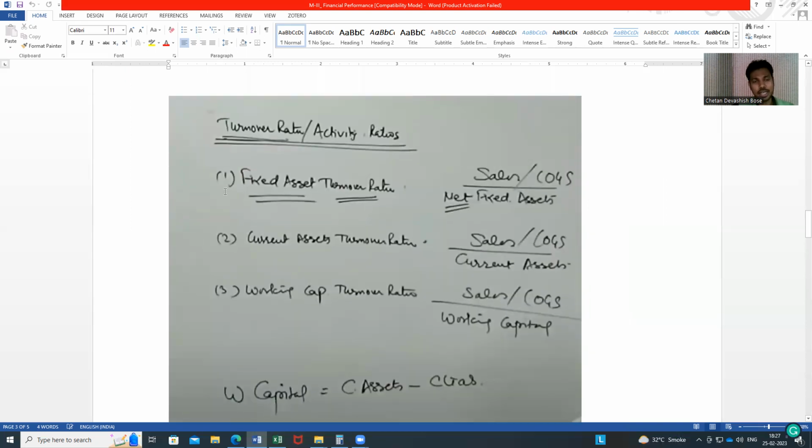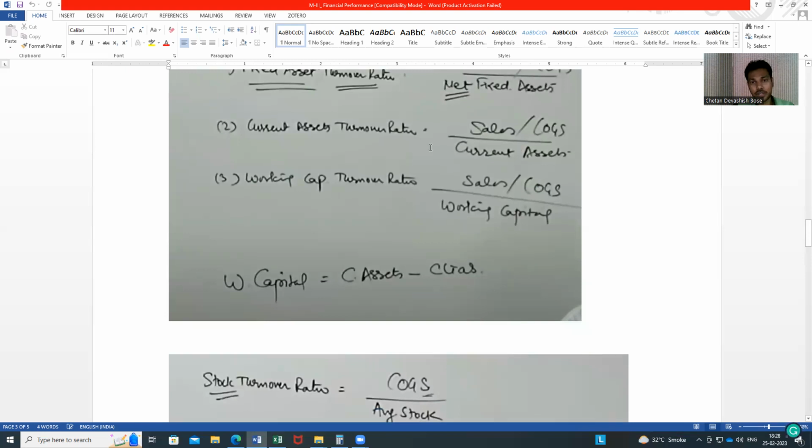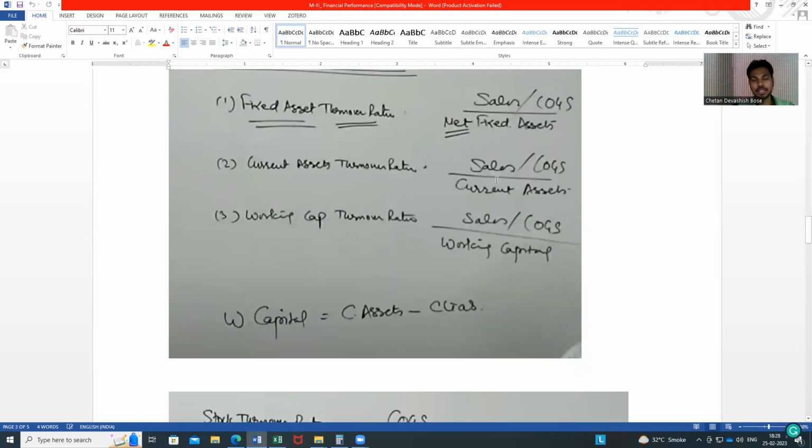But let us try to understand fixed asset turnover ratio. Now the formula is sales upon fixed asset. But remember, fixed asset has certain elements which have to be written off every year in the name of depreciation. So we cannot say sales upon fixed asset. That's the reason we say sales upon net fixed assets. Okay. Now, in case of current asset turnover ratio, there's no complication. So we just have to write sales upon current asset.